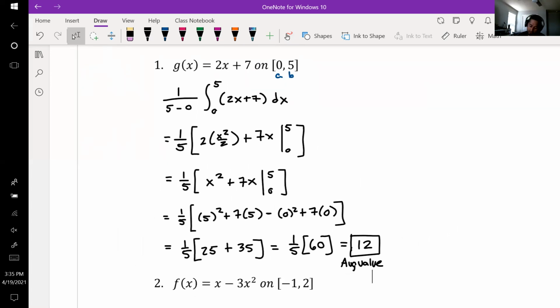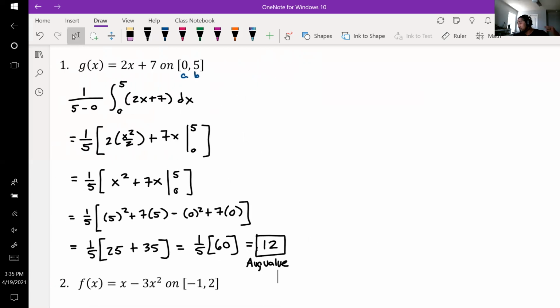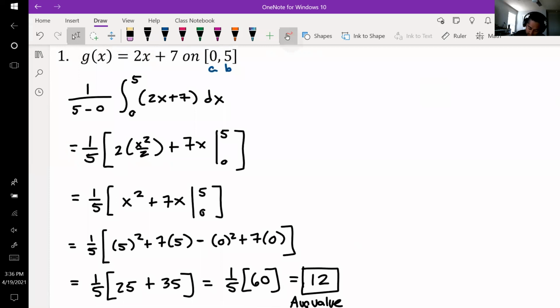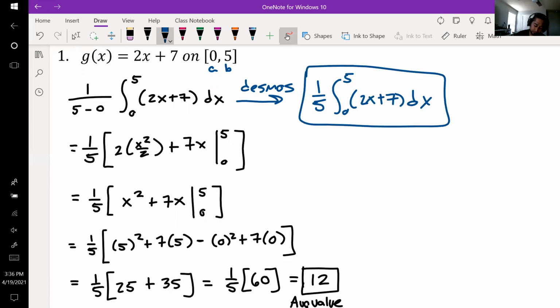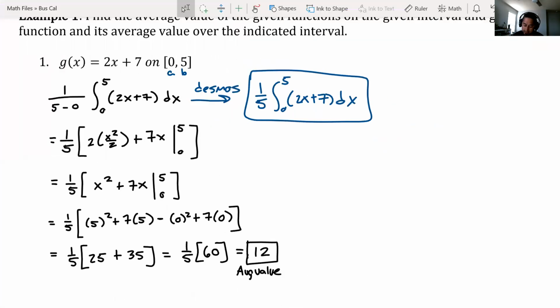And of course, is there a better way? Yeah, we get to use Desmos. What's up? I was about to ask that question. So for Desmos, all we're going to type in is, of course, clean that fraction up. And you get to have 1/5 times the integral of 0 to 5 times 2x plus 7 dx. This is exactly what we're going to type in. Don't worry, I know how to save you guys some time.